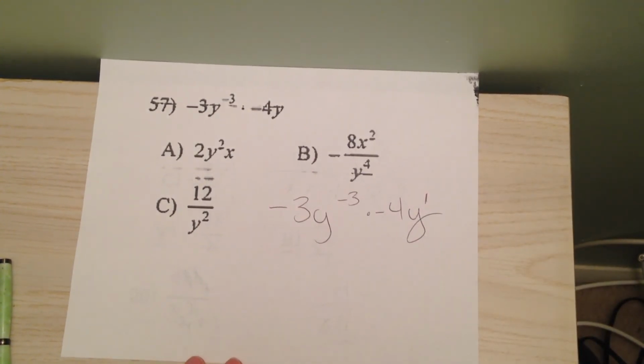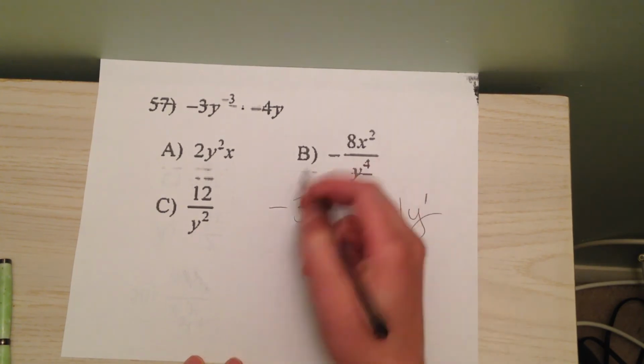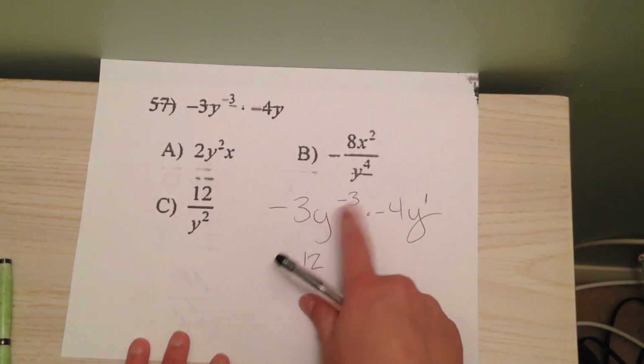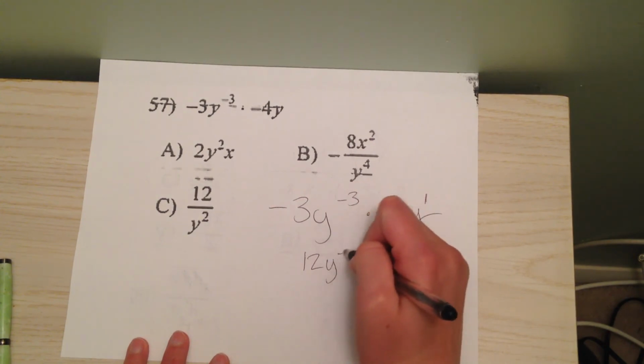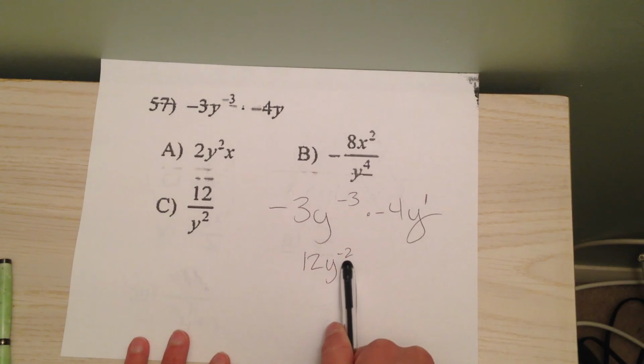Remember, when you're multiplying, your numbers are going to multiply. So -3 times -4 is going to be the normal 12. It's these exponents that get to add. So when I have y to the -3 and y to the 1st, that's really just y to the -2. That was -3 plus 1, which is -2.